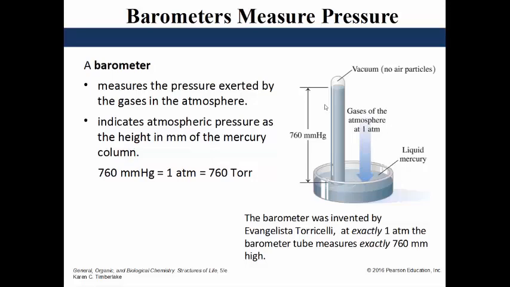So millimeters of mercury. And these three values here are all equivalent. So 760 millimeters of mercury is exactly the same value as 1 atmosphere, which is exactly the same thing as 760 torrs. So all three of these represent exactly the same value. The only difference is using 3 different scales.